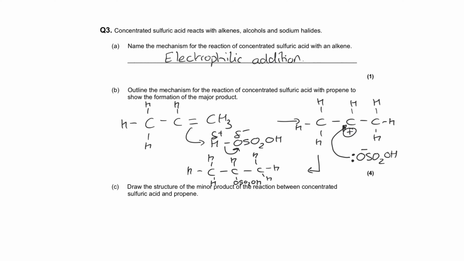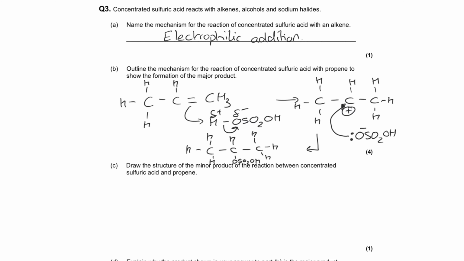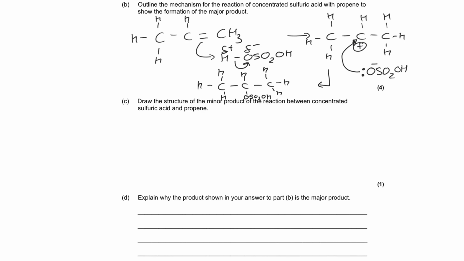Draw the structure of the minor product. The minor product of the reaction is going to have the OSO2OH on the first carbon, and that's like that. Okay.